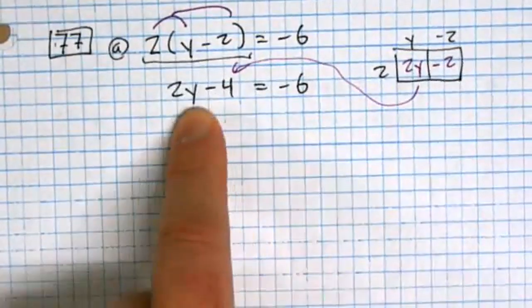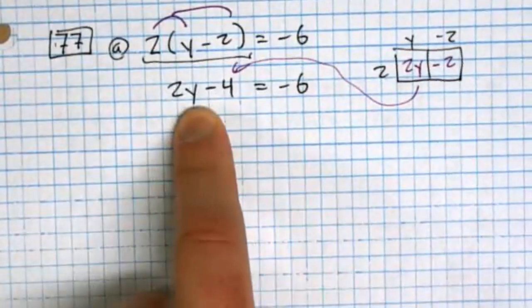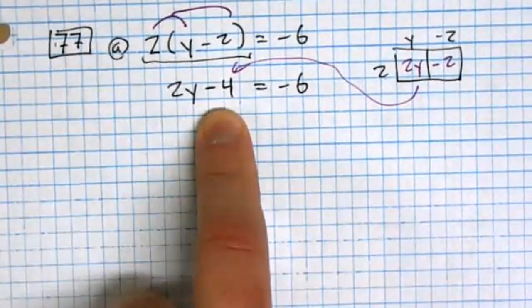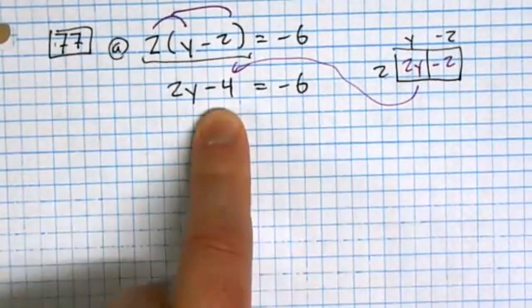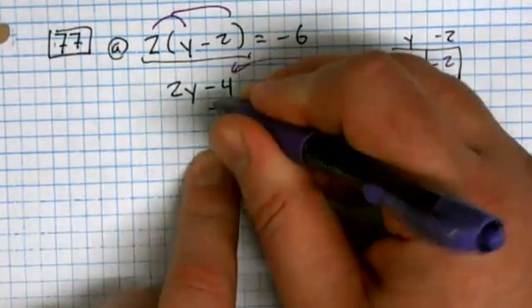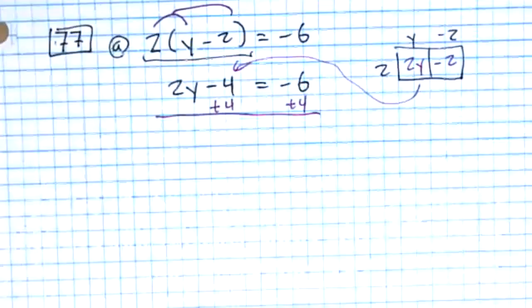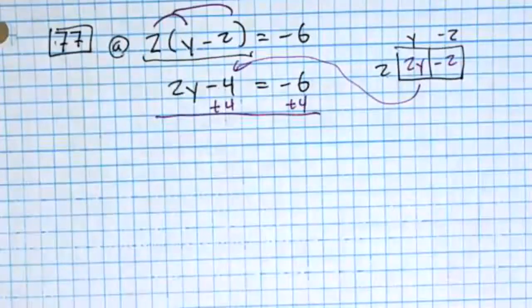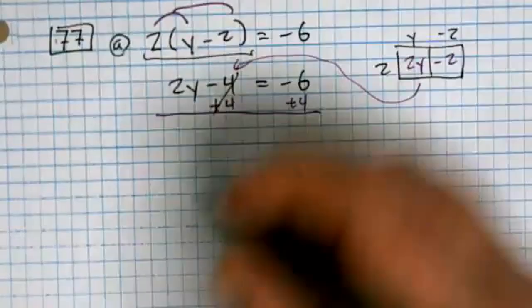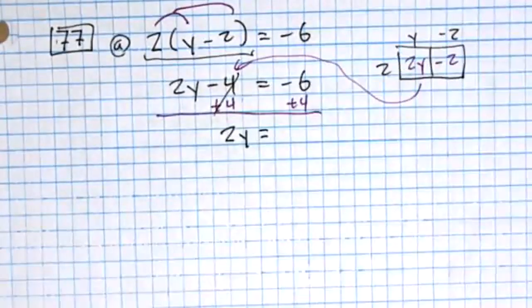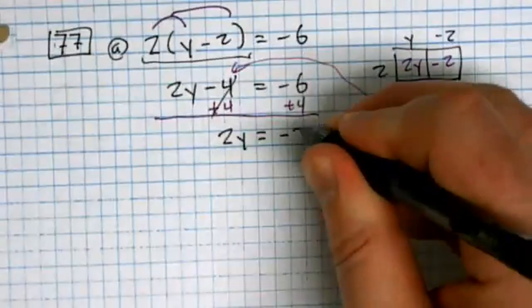We need to get this y by itself. So what would you be doing first? Would you be getting rid of the 2 or the negative 4? What would you do first? Get rid of the negative 4. We want to do plus 4 on both sides of the equal. Let's do it. Plus 4, plus 4. And those are going to cancel. Now I got just 2y equals, and then we got negative 6 plus 4, which is negative 2.